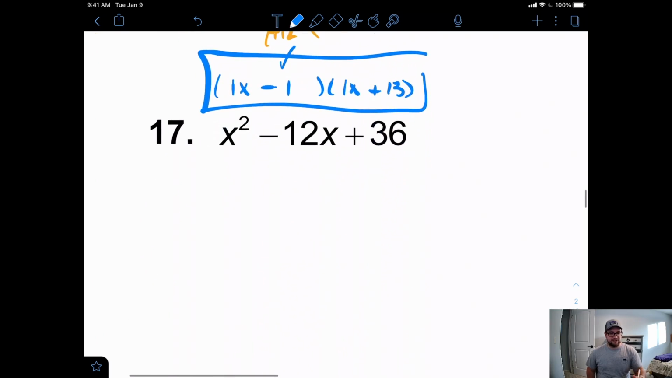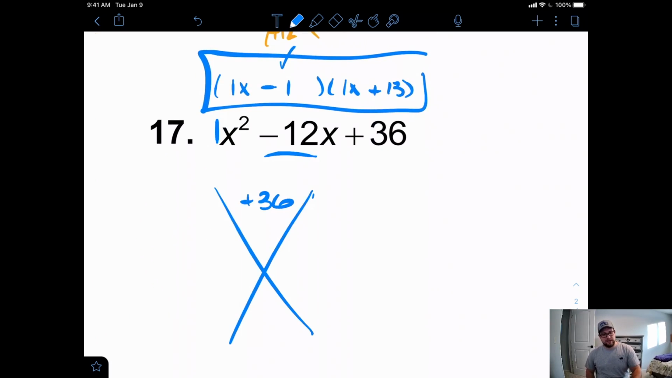Moving on to problem number 17. 1 times 36 gives us a positive 36 up top. And then we're going to get a negative 12 on the bottom. We're going to have 1x and 1x here. Two numbers that multiply to give us a positive 36. So we're multiplying to be a positive and adding to be a negative.